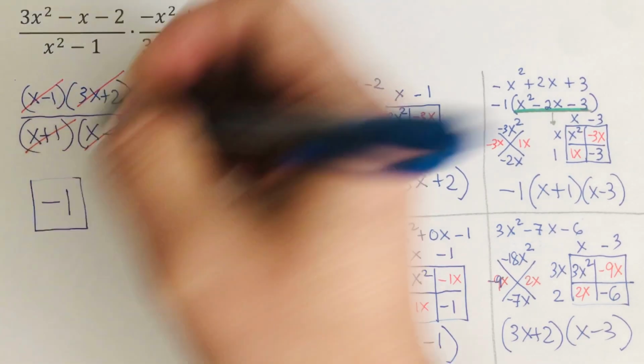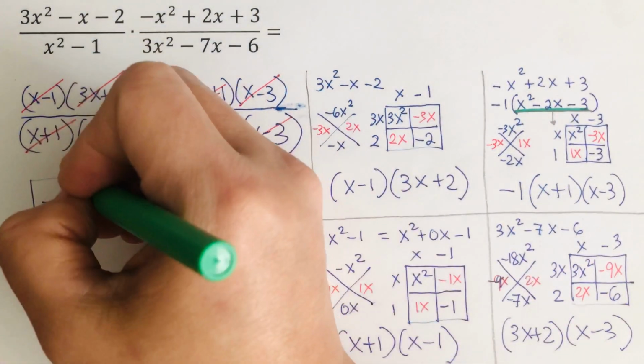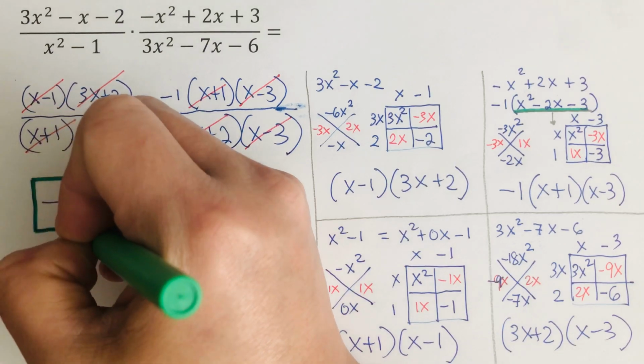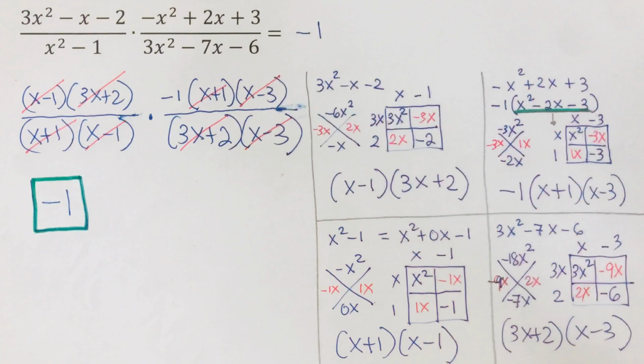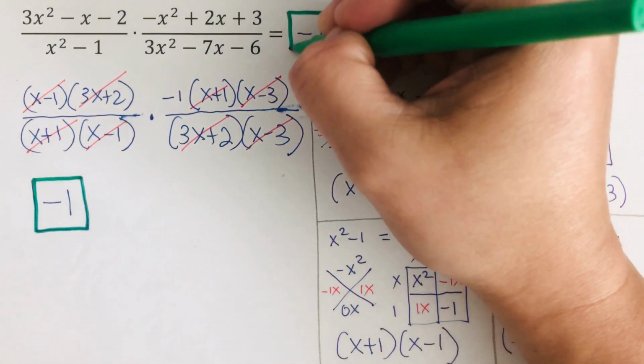So this is our final answer when we multiply these two rational expressions up there. So I can go ahead and write this as negative 1. Did you get the same answer as this?